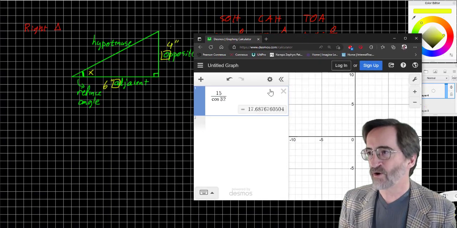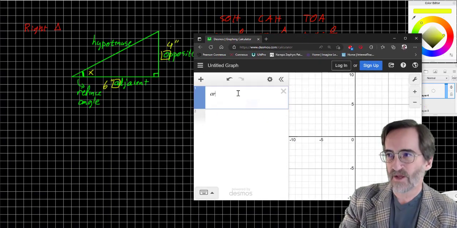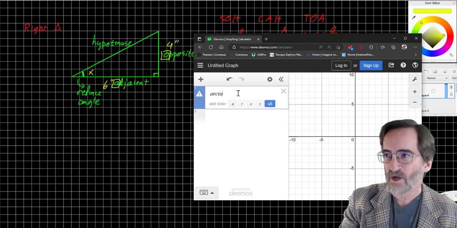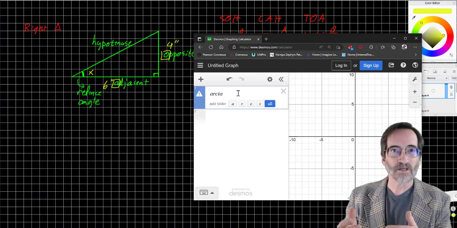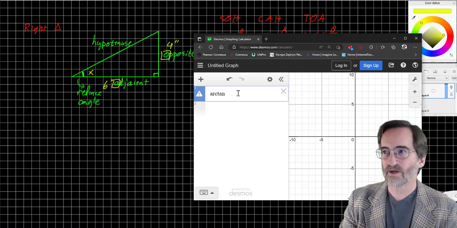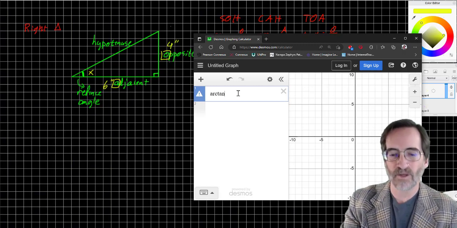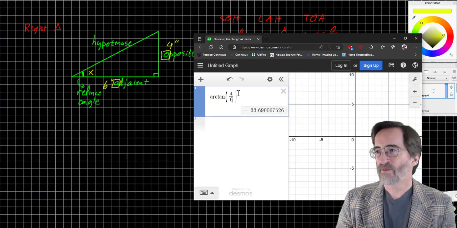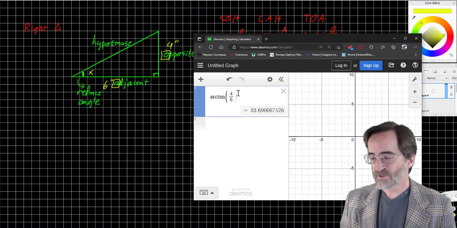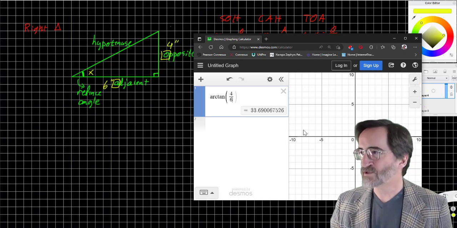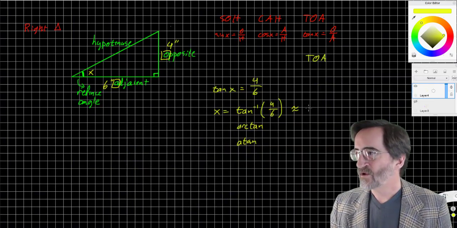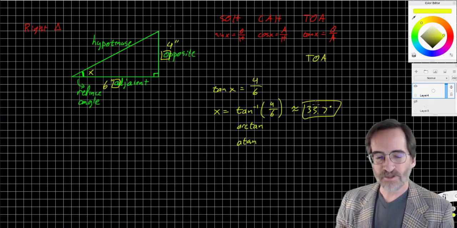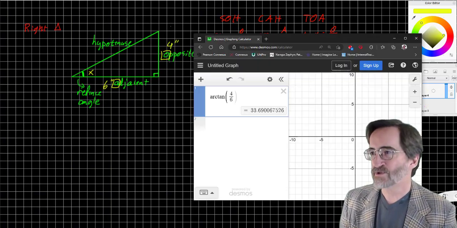So I'm going to show you both ways here. I can type ARCTAN, and in Desmos, when it's italics, it means it doesn't recognize it, but when it recognizes it as a function, it brings it up non-italics. And then 4/6, okay, and 33.7 degrees.